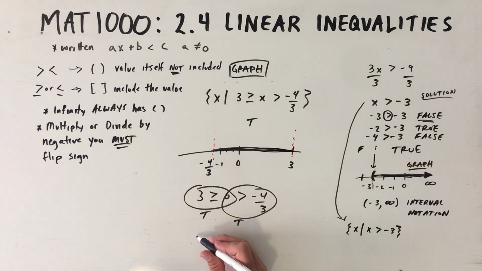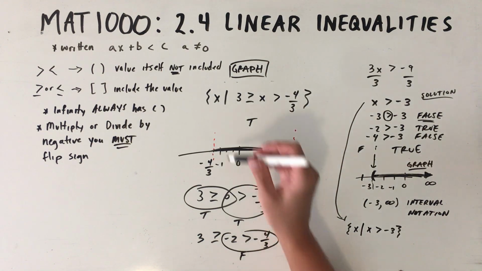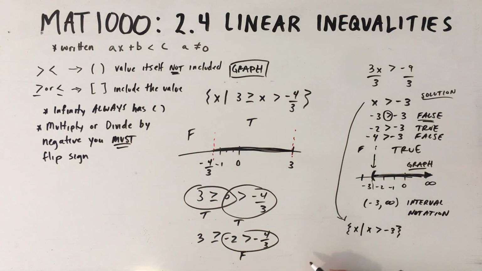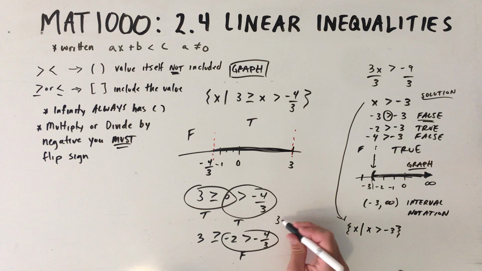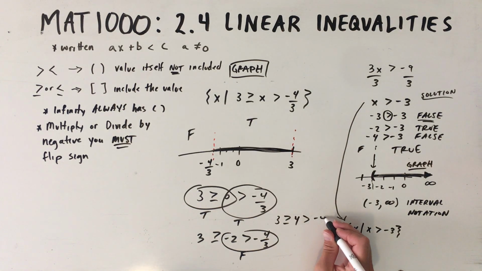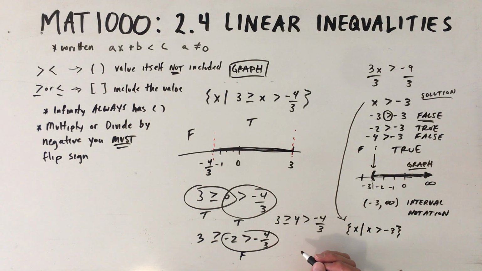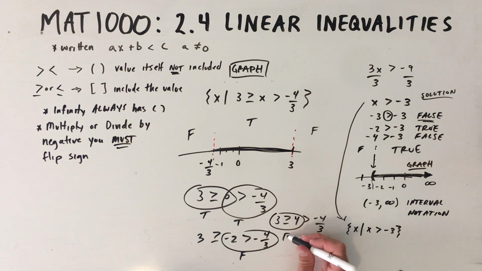What about the value -2? 3 is greater than -2, but -2 is not greater than -4/3. So this part right here is false. So this side is going to be false as well. Okay, and the same thing would be true if we plug in 4 on this side over here. 3 is not greater than 4, so this is false. This part of this statement is false.